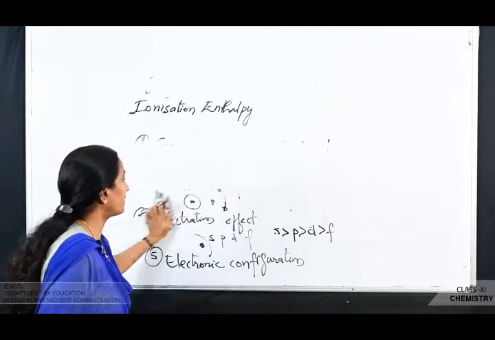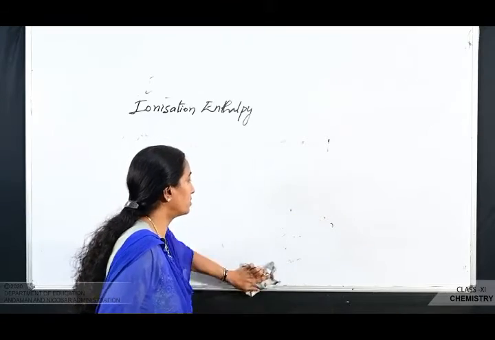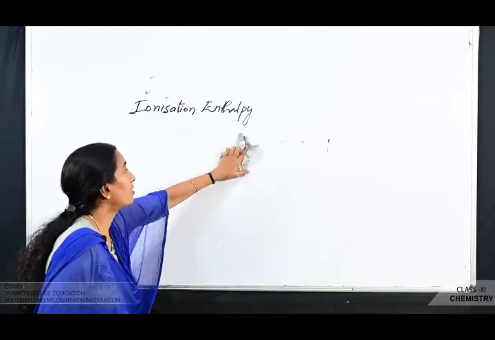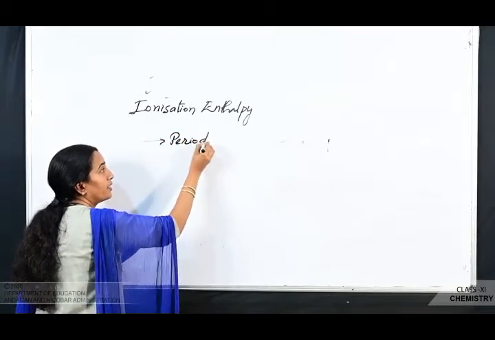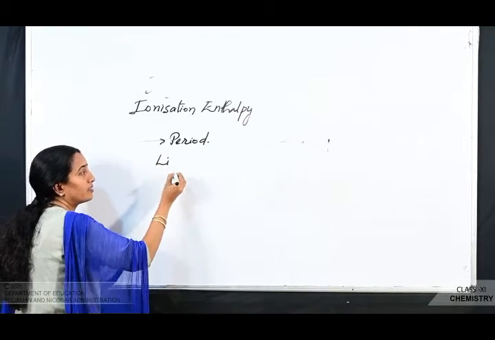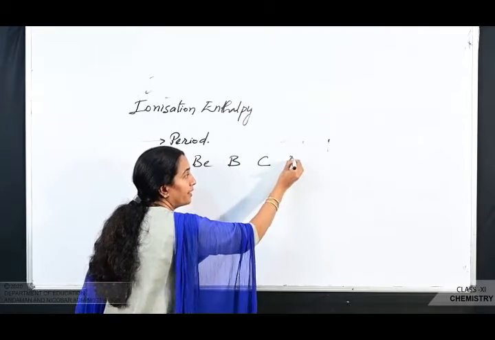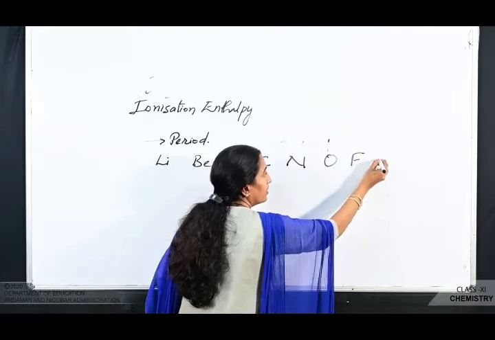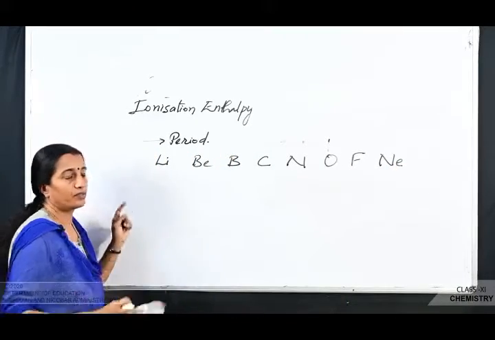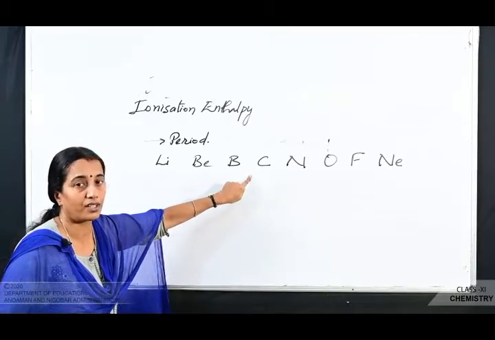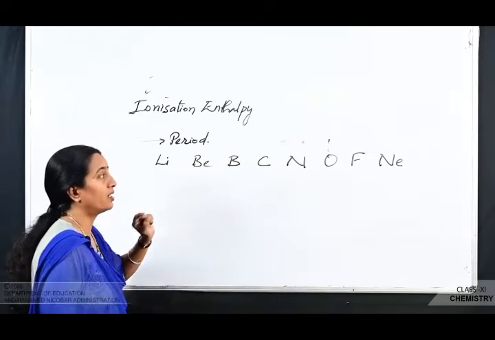Now we'll see the variation along a period and the variation along a group. First, the variation of ionization enthalpy along a period. What is happening in a period? We'll take the example of the second period: lithium, beryllium, boron, carbon, nitrogen, oxygen, fluorine, neon. I have said that as the size decreases, ionization enthalpy increases, meaning more energy. But here there are some exceptions.